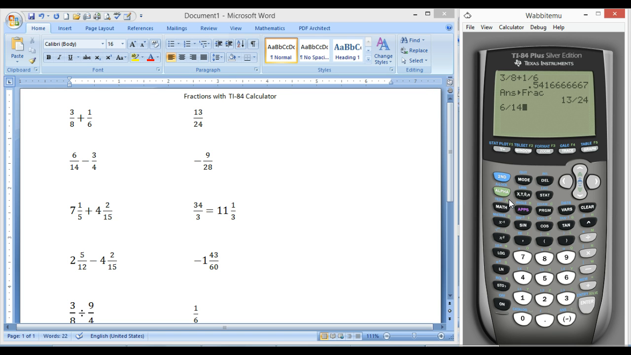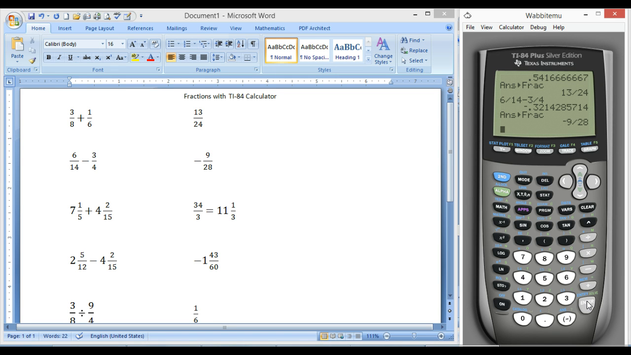Okay, 6 over 14, subtract 3 over 4, or 3 divided by 4. Press enter. Remember, go back to the math button, answer to fraction, enter, and press enter. There we go, negative 9/28.